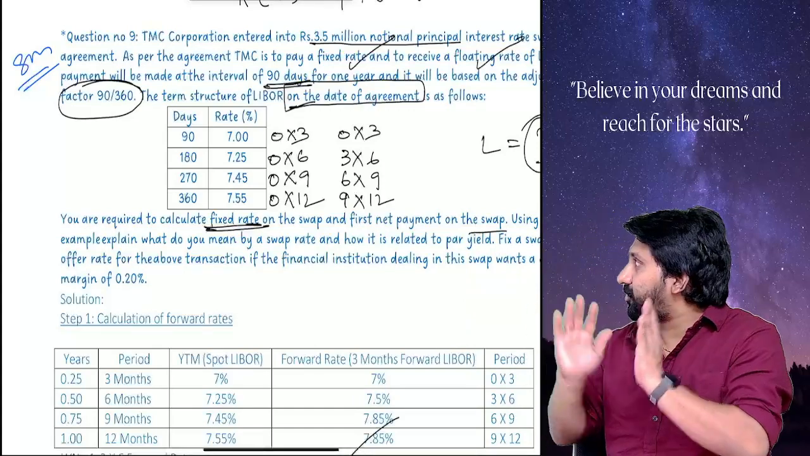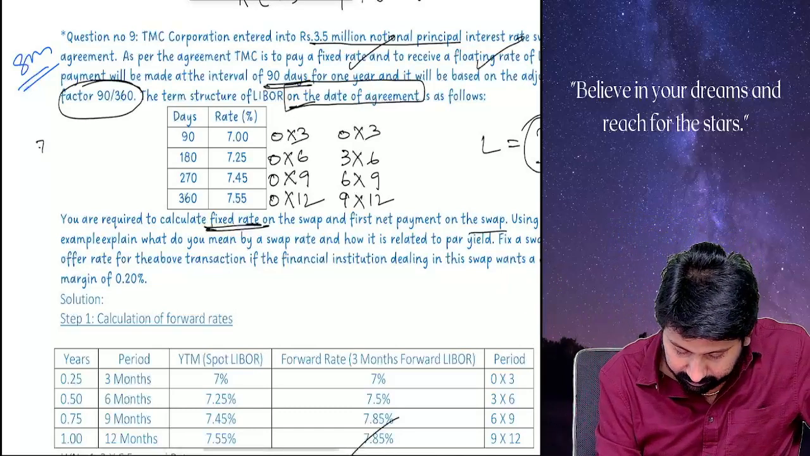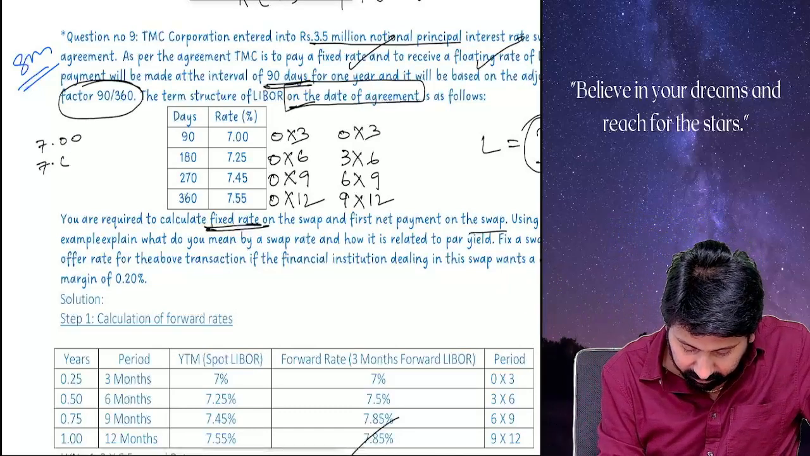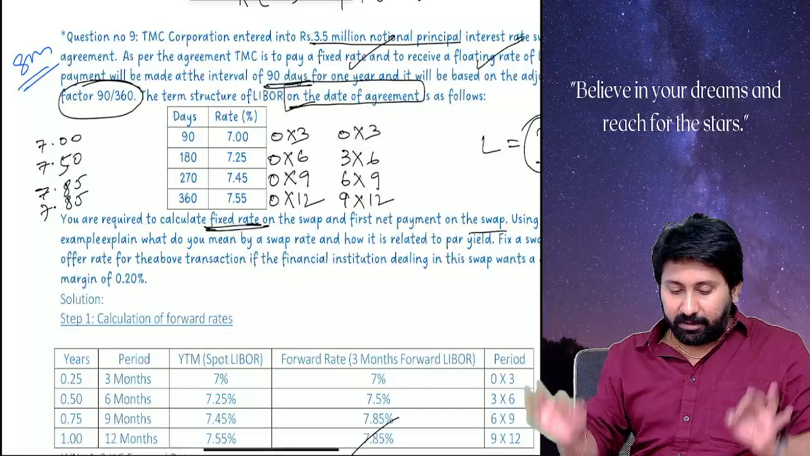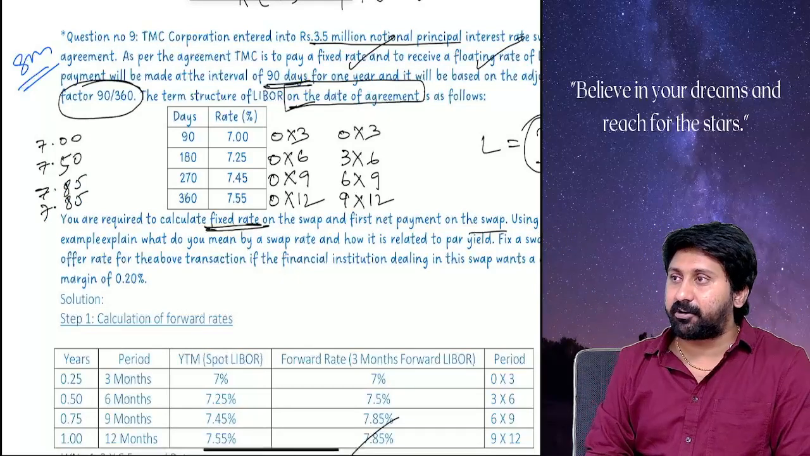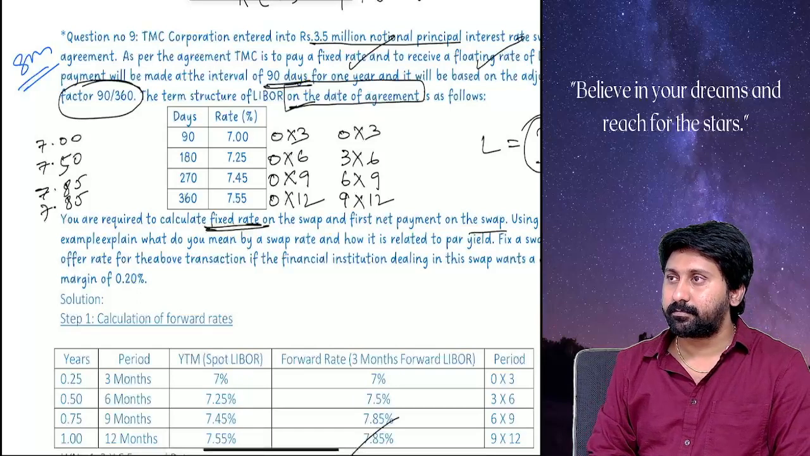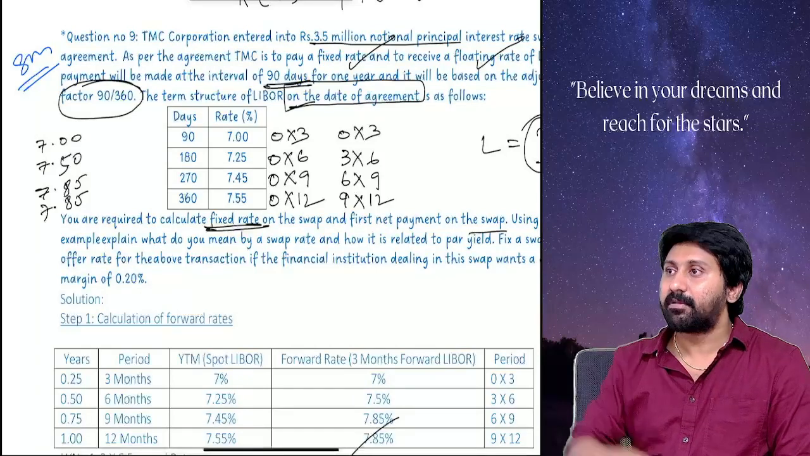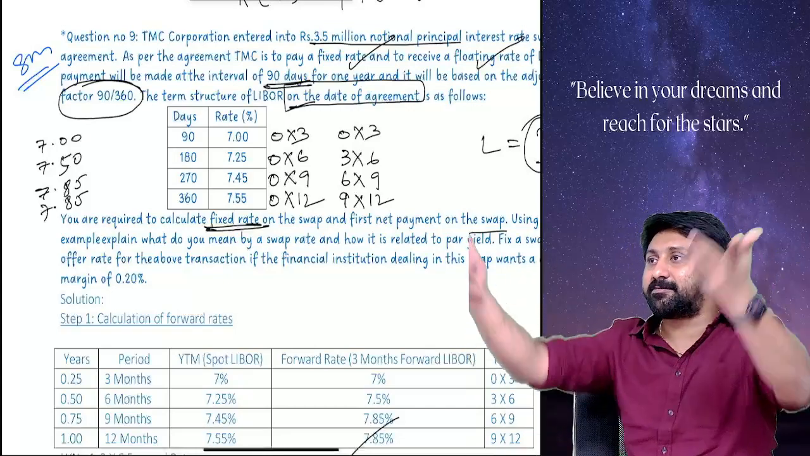Correct? I will ask you one thing. We also calculated the forward rates or not? Yes. Tell me those rates. 7, 7.5, 7.85, 7.85. Total them. 13 divided by 4. 7.8. That's all. 7.52 we got now. Both are same. LIBOR rates and fixed rates both are matched.